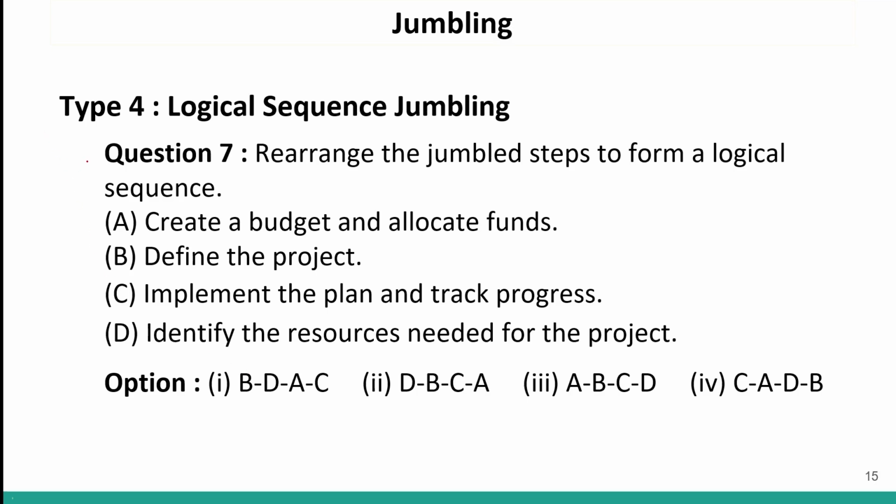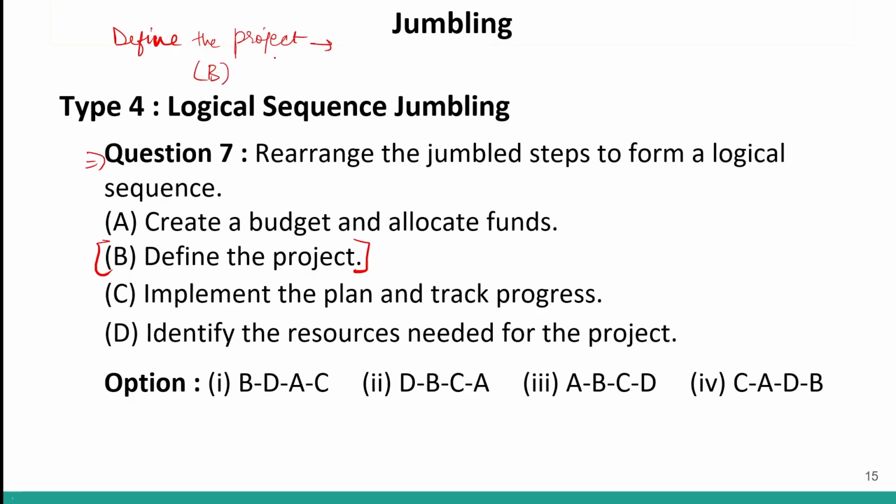Now, question number 7. Again, 4 sentences are given to us, and we have to rearrange them to form a logical sequence. First one, create a budget and allocate funds. Then, define the project. Implement the plan and track progress and identify the resources needed for the project. So the very first thing is I'll define the project. I'll find out what my project is. So the first step will be to define it. Correct? Define the project. This will be my first step, which is option number B.